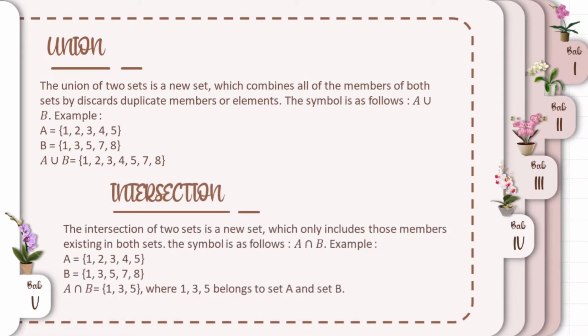Second, we will talk about intersection. The intersection of two sets is a new set which only includes those members existing in both sets. The symbol is as follows. For example, set A has elements 1, 2, 3, 4, and 5, and set B has elements 1, 3, 5, 7, and 8. So, the intersection of sets A and B is 1, 3, and 5, where 1, 3, and 5 belong to set A and set B.